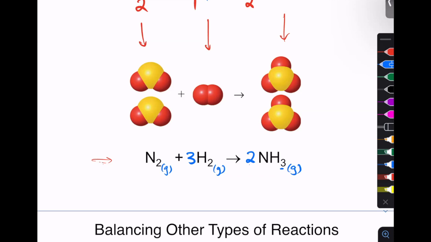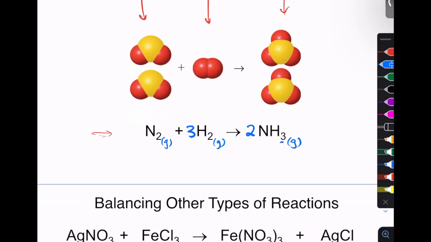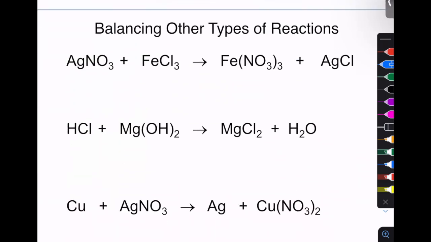Now, of course, these are easy examples, okay? But in this case, we're starting with 1, and we're just bouncing back and forth. Each time we go back and forth, we're balancing 1 element or 1 atom type, and then we're balancing another atom type. All right, so in fact, let's get more complicated now. These look a lot more challenging, don't they?